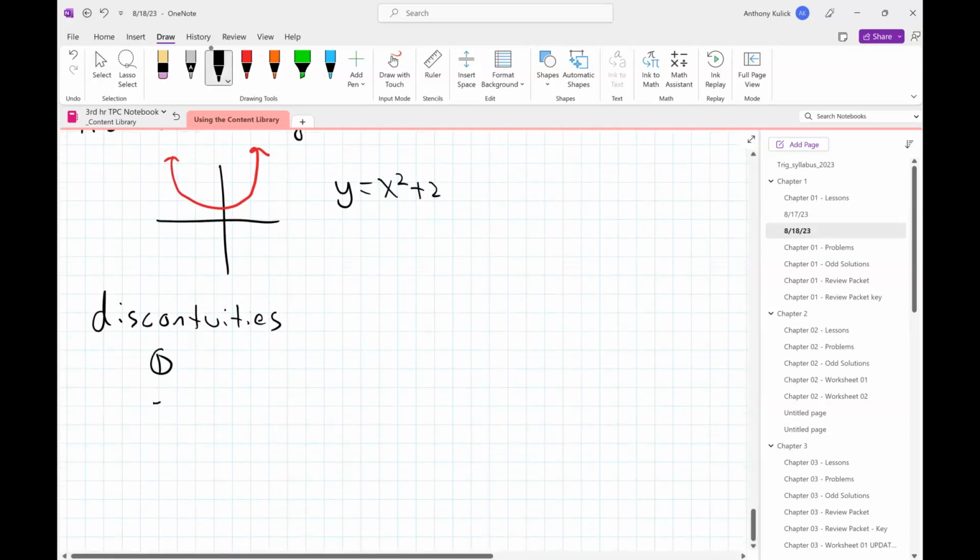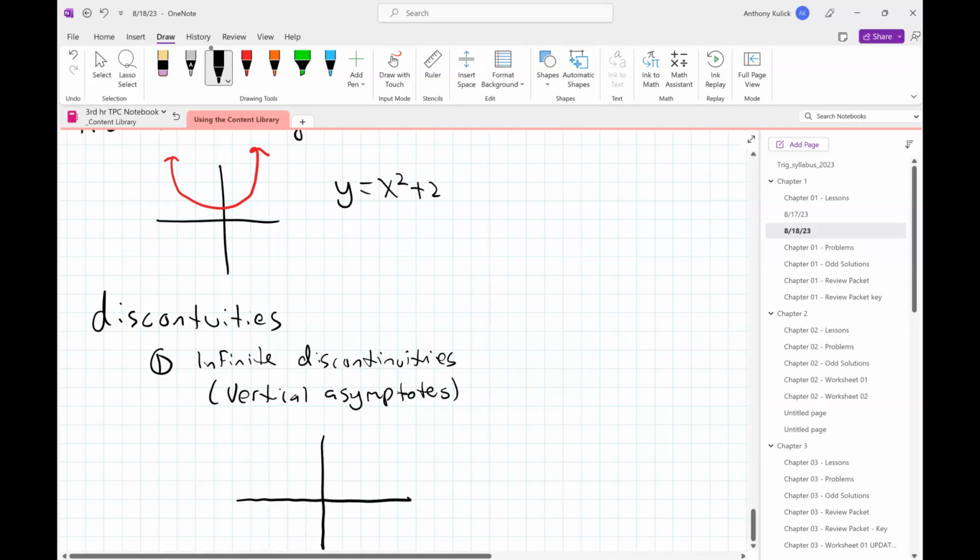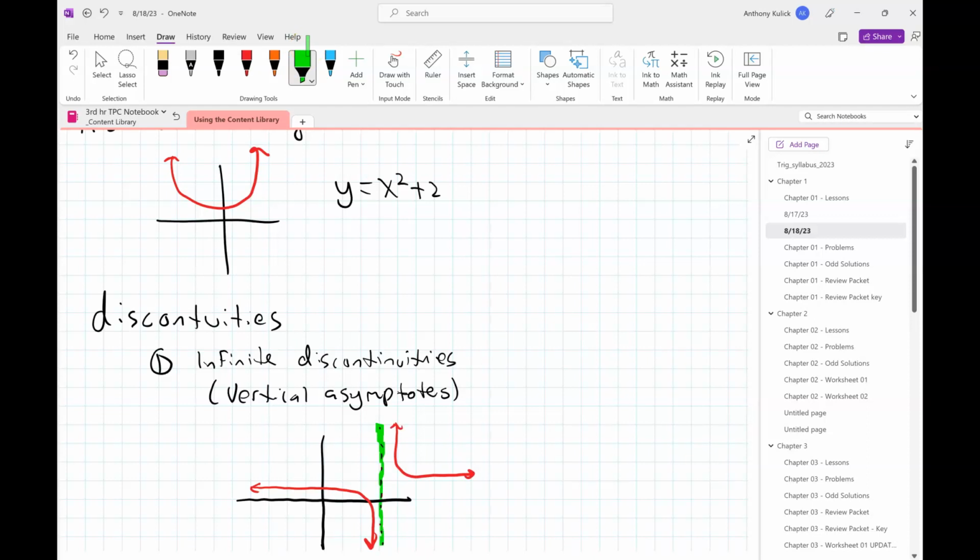There's 3 types of discontinuities. There is the infinite discontinuity. We also will call these vertical asymptotes. If you remember that term from last year, did you get that far? Okay. Rational functions usually have a vertical asymptote. Logarithmic functions have vertical asymptotes. Let's draw a little picture of what we mean. This dashed line that I drew here is my infinite discontinuity. That's what it would look like.